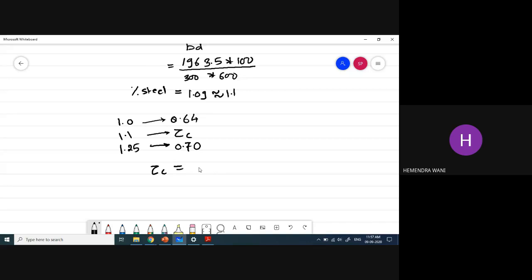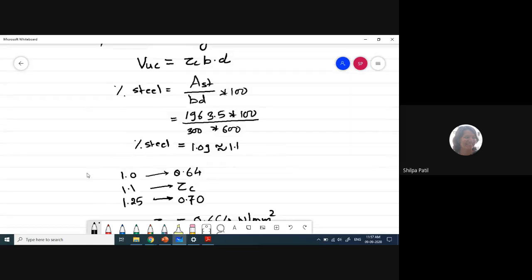What is the value you're getting? 0.62. Check the value again. Ma'am, 0.664. 0.664 is the correct value. Okay, this is a design shear strength, so it is in Newton per mm square. Check everybody your values.